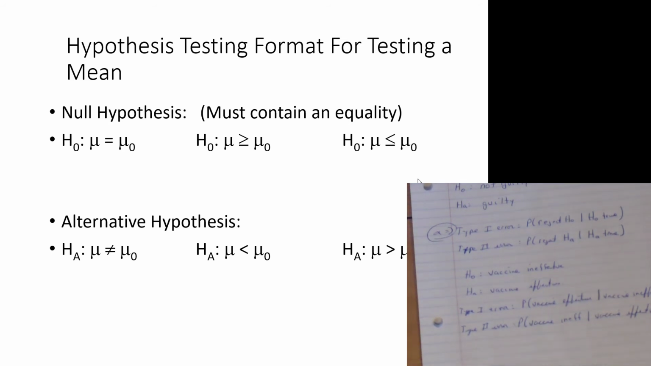Okay, so H0, you'll notice there's a theme to H0: it always has an equality sign in it. Mu is equal to some value. Mu is greater than or equal to some value. Mu is less than or equal to some value. Always an equality sign in H0. Never ever an equality sign in HA. HA is mu is not some value, mu is less than some value, or mu is greater than some value, but never ever an equality sign.